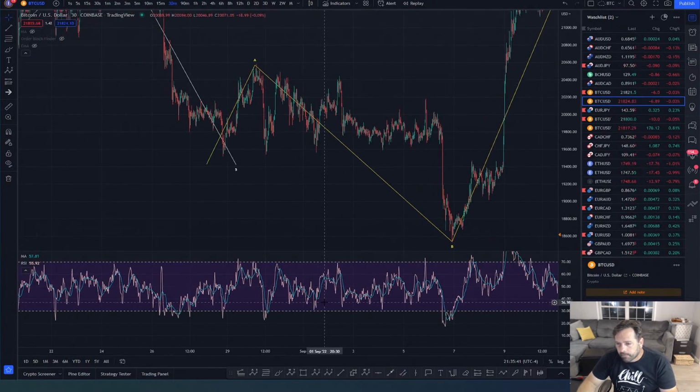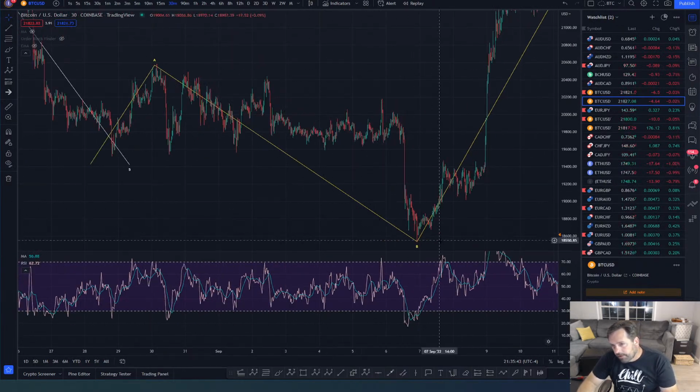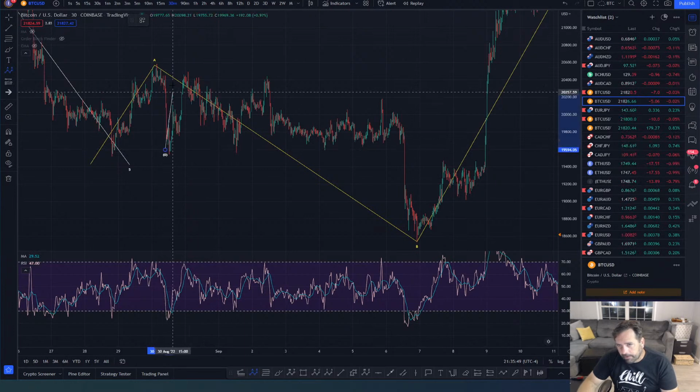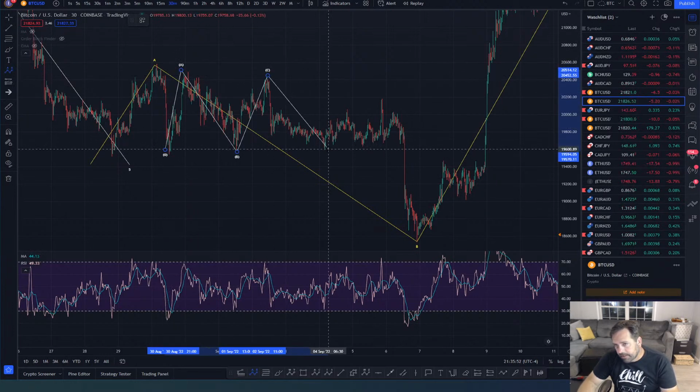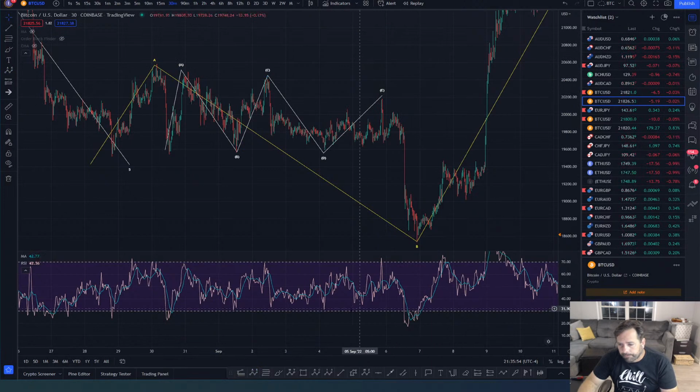So the B wave. We need to just look at the B wave, and I'm going to show you what I'm seeing here. First off, let me just highlight the triangle in the middle, and then it'll be clear. You've got A, B, C, D, and E right there. There's the triangle.